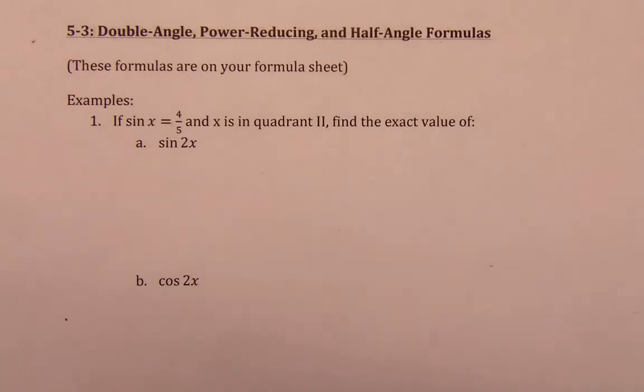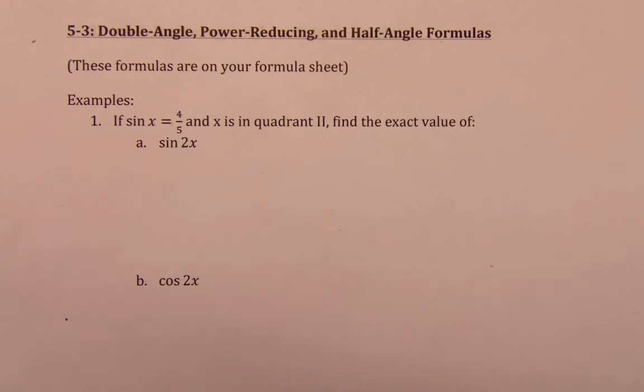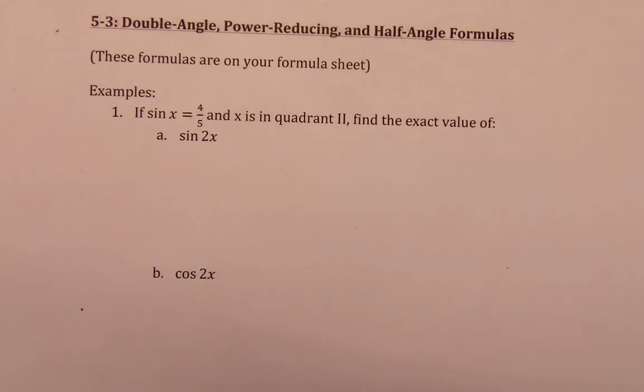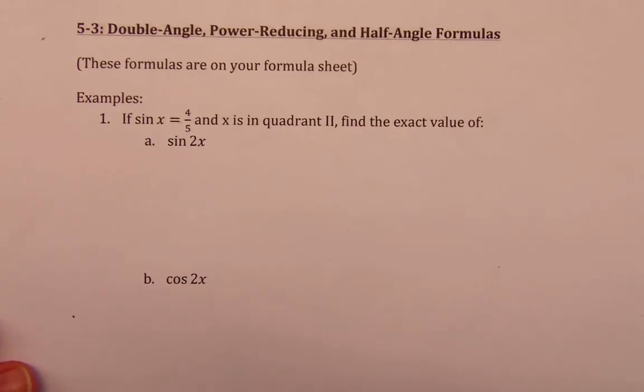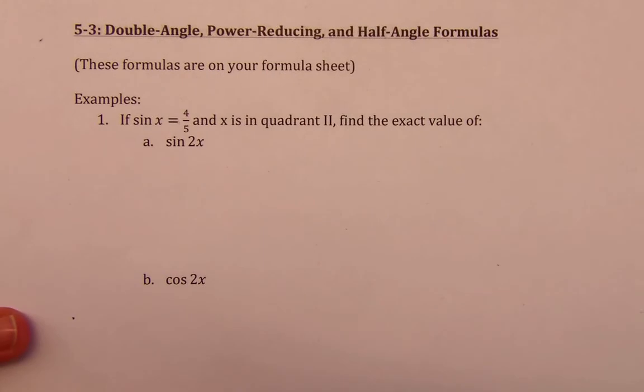All right, so we're going to go ahead and get started on 5-3, and we're doing the same thing that we've been doing in sections 1 and 2, but we're adding some more identities that we can use. And again, these formulas are on your identity sheet, and so you can reference them there. And let's go ahead and get started in just using them. We'll get into verifying again, but let's just go ahead and practice using them.